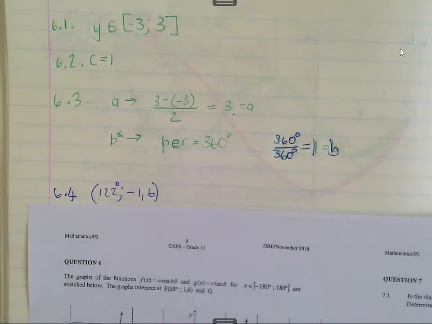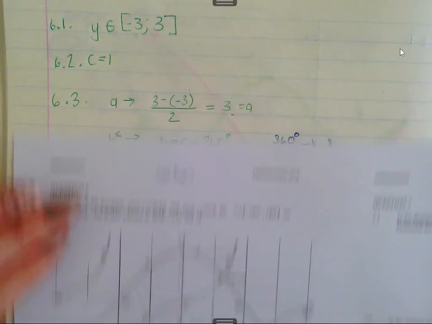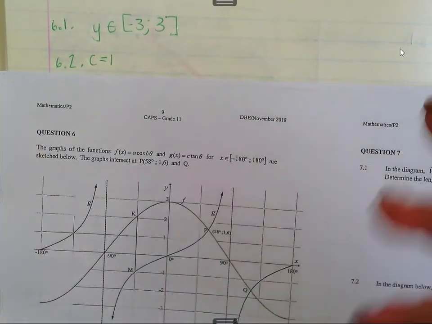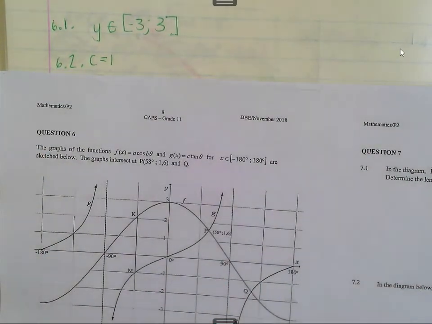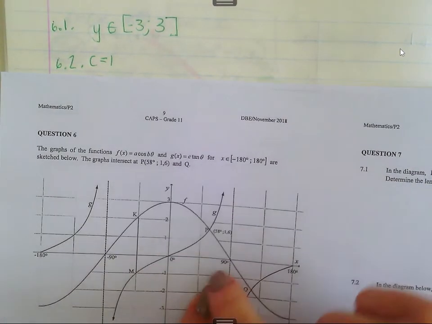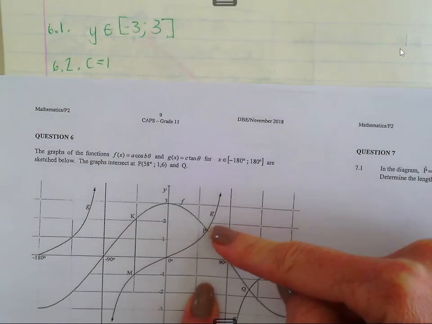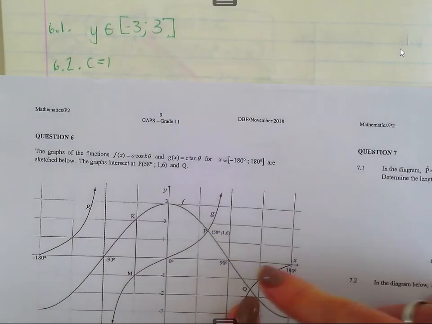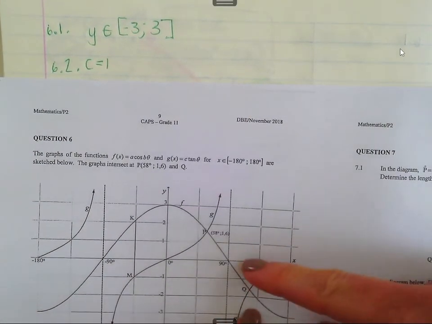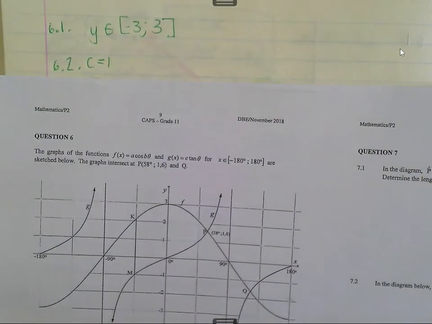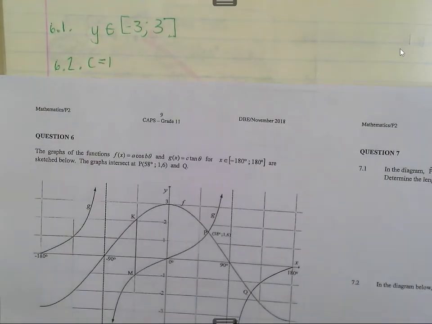(122° and -1,6). Who got it? Okay. Let's just see how we got it. Well done. Good job, you guys. As I said, it's repeating, it's reflecting, everything is the same. So if that space from the x-axis to P is 1,6, then that space from the x-axis to Q will be -1,6. That's the easy one.